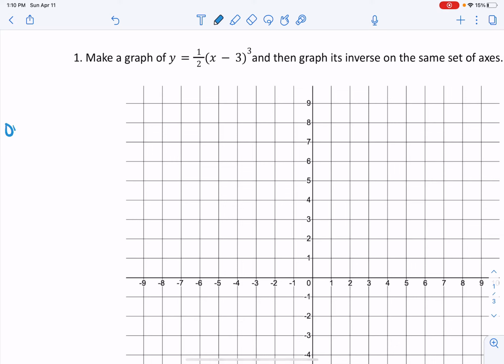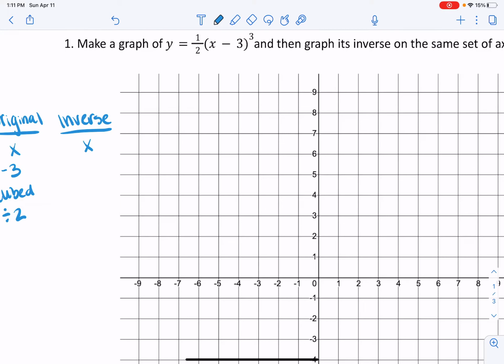If we think really quick, we've got the original and we need our inverse. Start with x. What's happening to the x here? Well, it's subtracting 3, so I'm going to put a minus 3. And then it's cubed. And then remember, multiplying by 1/2 is the same thing as dividing by 2. So if we go backwards, we've got times 2, the opposite of cubed is the cube root, and plus 3.